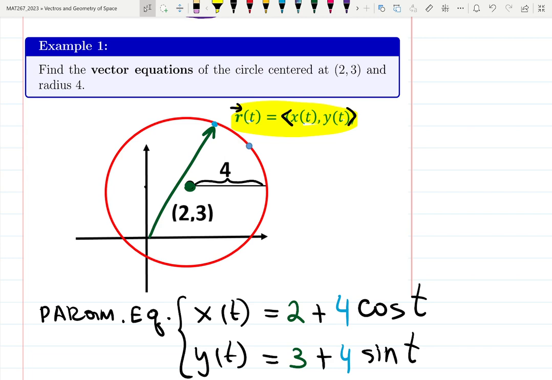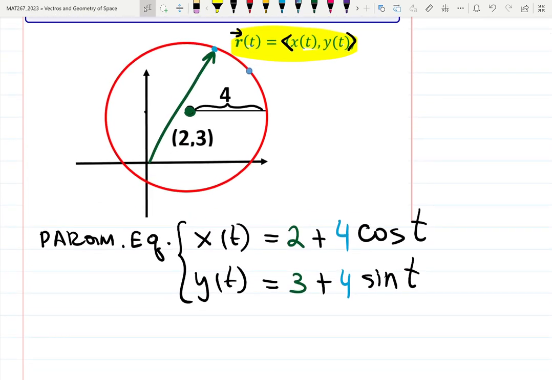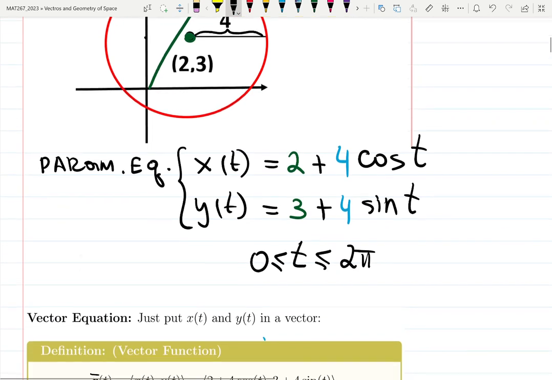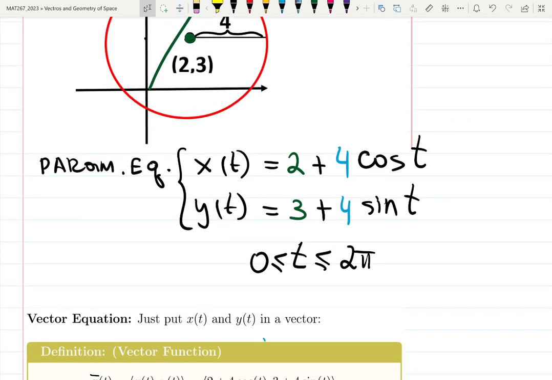Now, t is also important. T in this case is not infinite. It's a time or angle, whatever that thing is. In this case, it's an angle from 0 to 2 pi, like so. So here's my parametric equation.